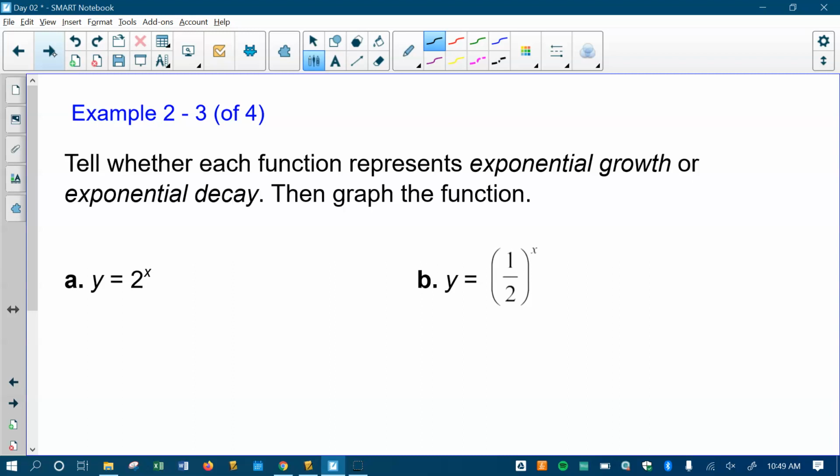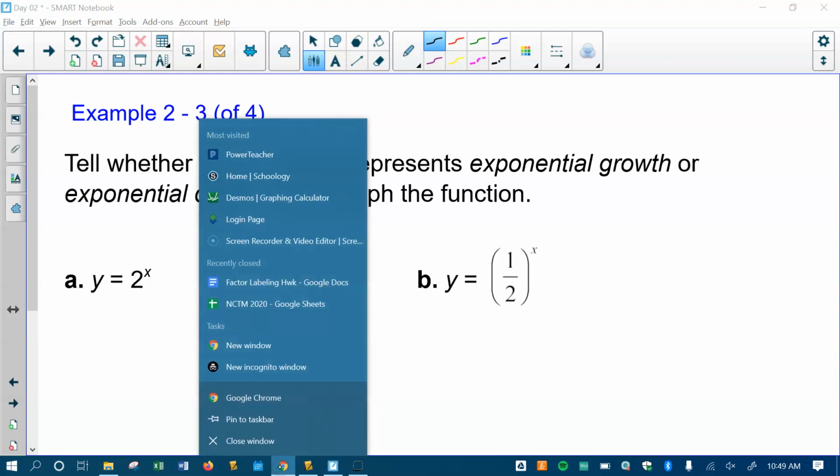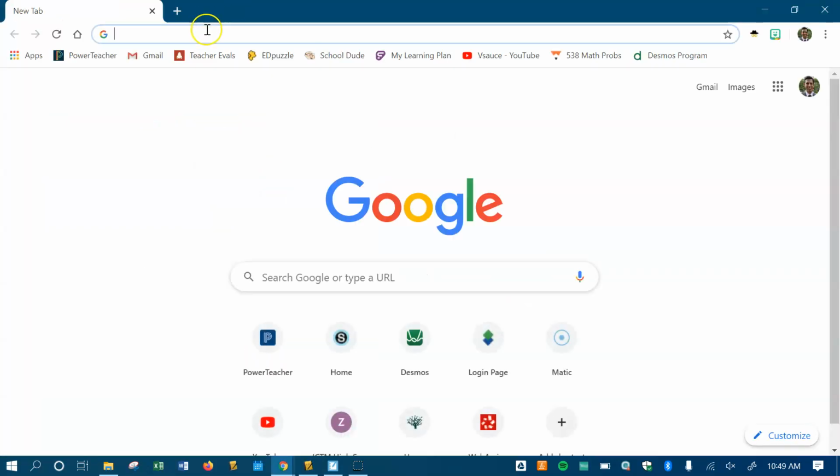So to tell whether each function represents exponential growth or exponential decay, you could use a graphing calculator, so that's one. And if you use a graphing calculator, you are welcome to type in 2 to the x. And I'll go ahead and type this into mine. Let's see here.